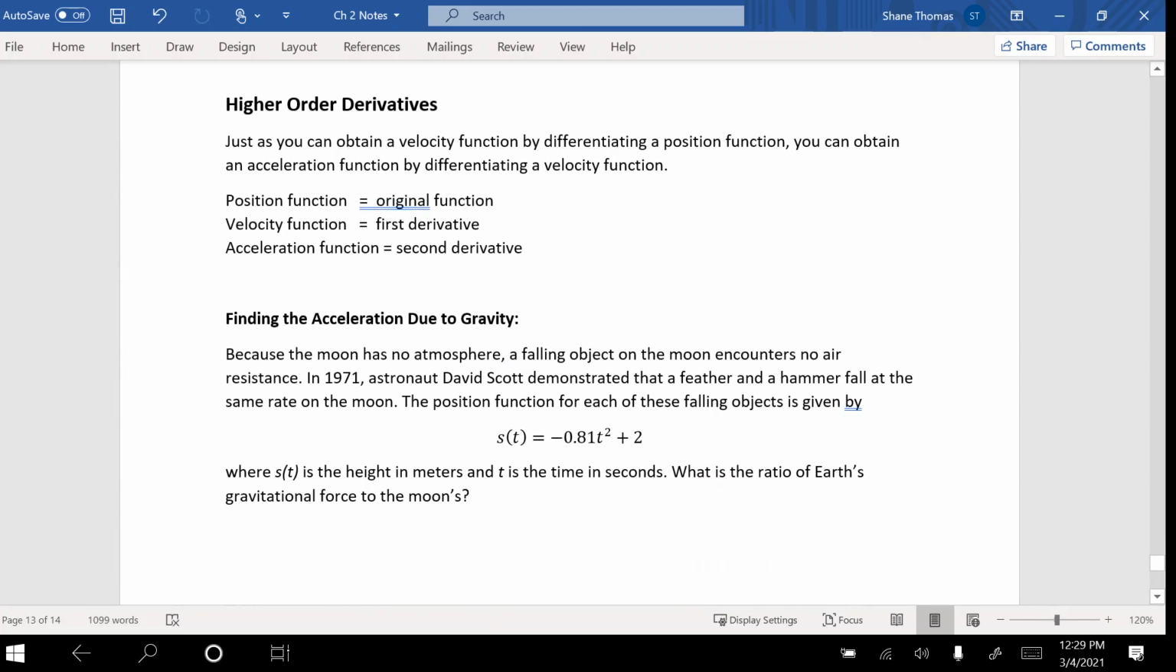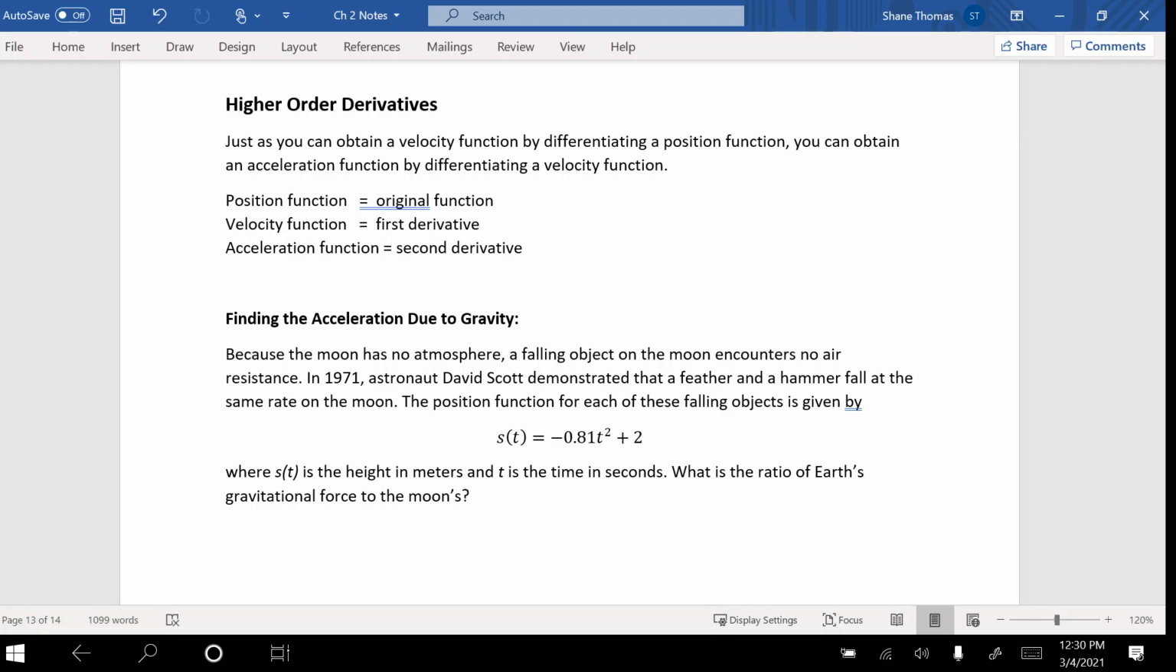All right, so higher order derivatives. What we've been doing so far, finding the derivative, is finding what's called the first derivative. You can go to higher order. You can find the second derivative, the third derivative, the fourth derivative, and so on. Honestly, after the second derivative, things just kind of lose their meaning.